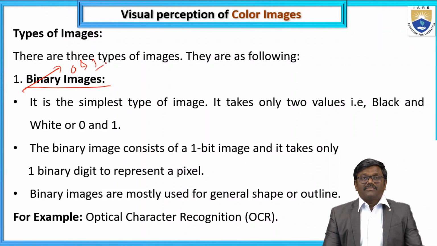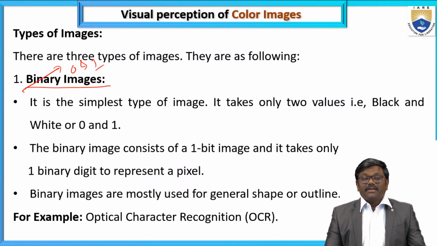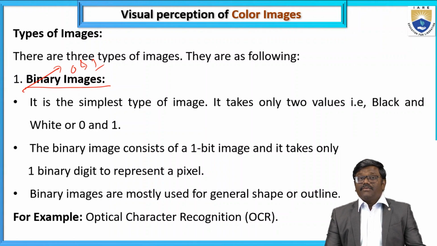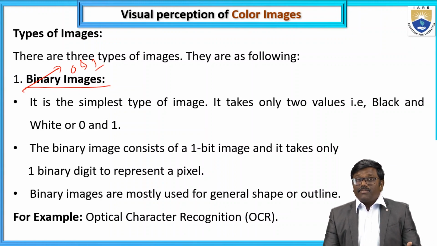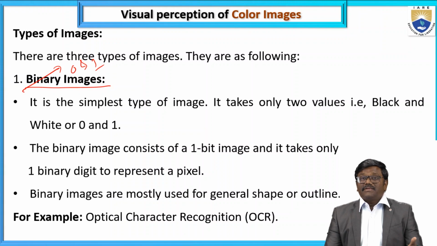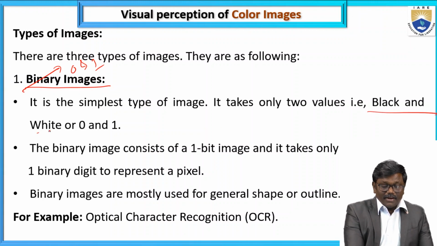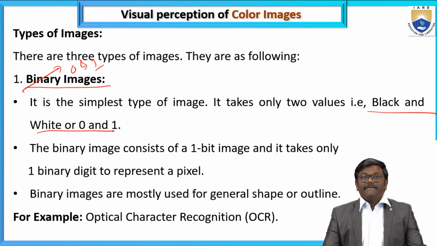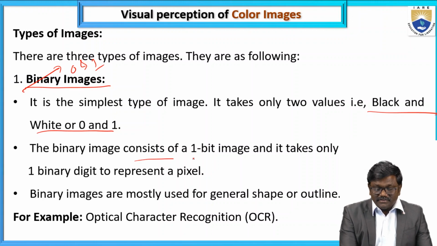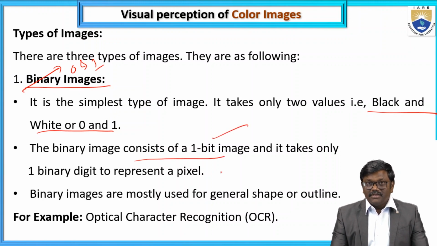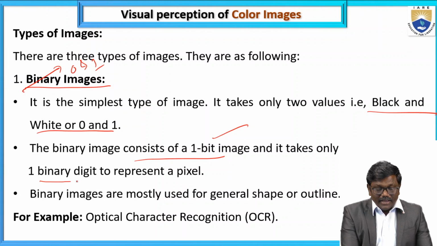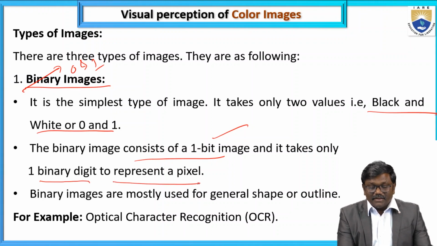Zeros and ones: how can you keep them in terms of image observation, which can be processed? It is the simplest type of image. It takes only two values, that is black and white, zero and one only. That means the binary image consists of one bit of the image. It takes only one binary digit and represents a pixel.